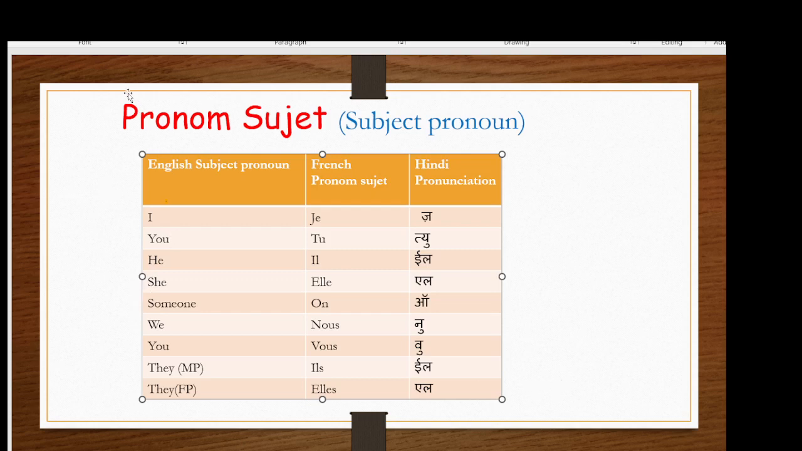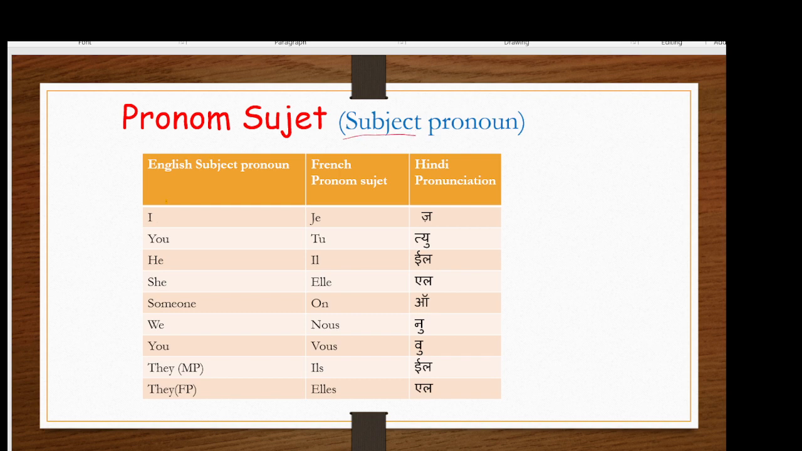Bonjour mes amis. Today we are going to learn pronom sujet. Pronom sujet in English is called subject pronoun. So what is meant by subject? Subject means the person who is doing that action.